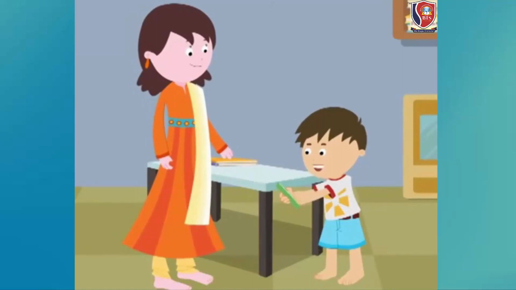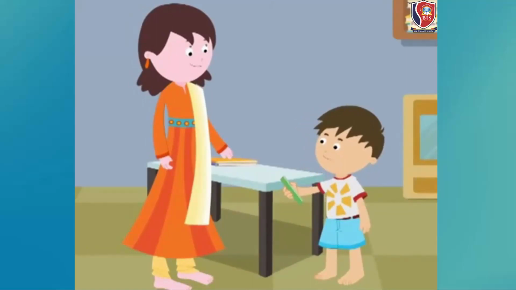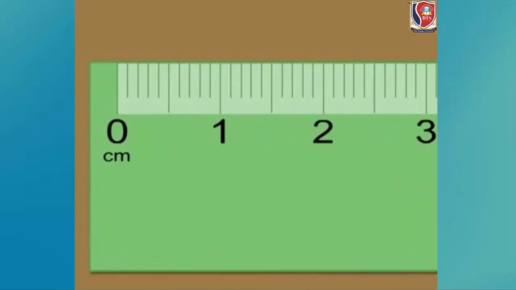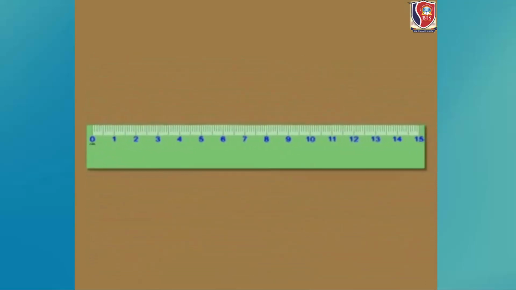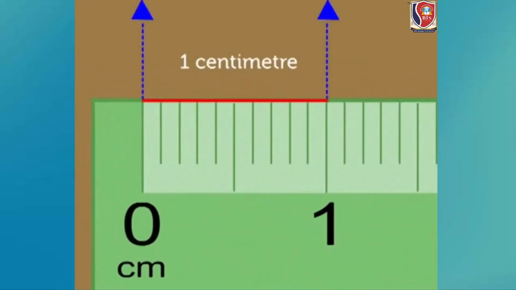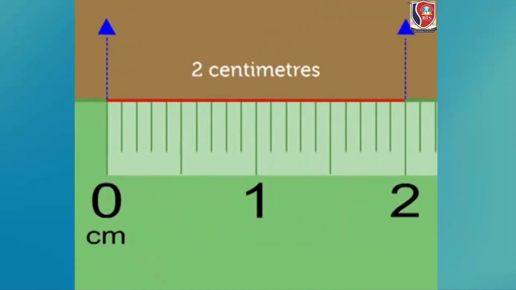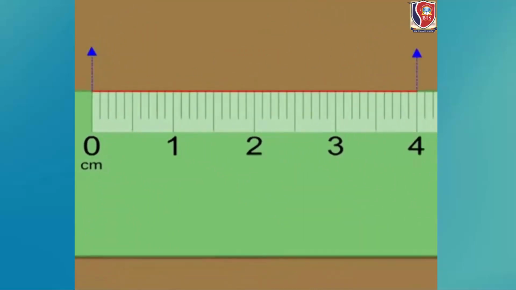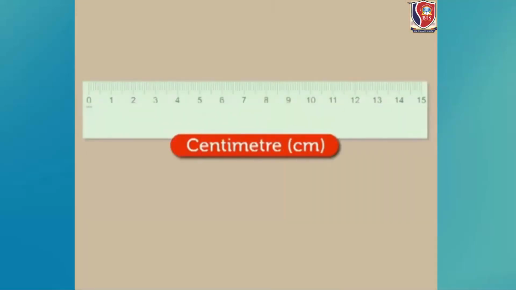But how do we measure the length with this? Come, let me explain. We measure the length from the 0 mark by counting numbers from 0 to 15. We read the length as 1 centimeter, 2 centimeters, 3 centimeters and so on. To write centimeter, we use its short form, that is cm.